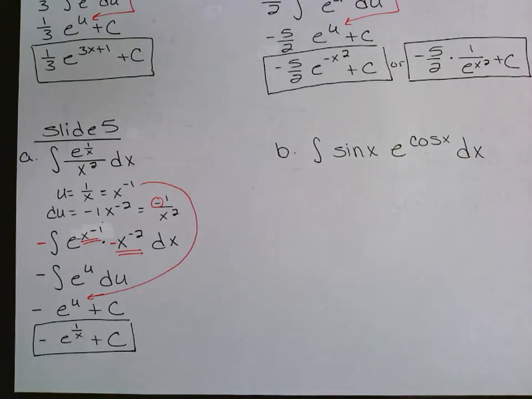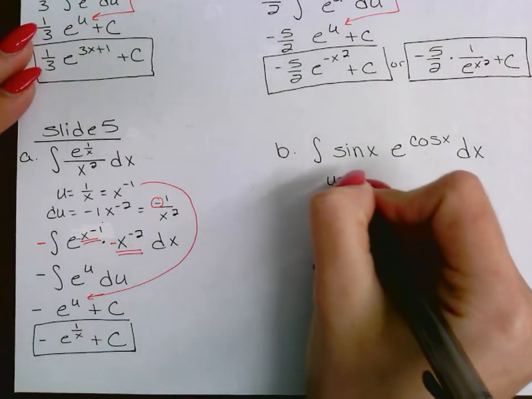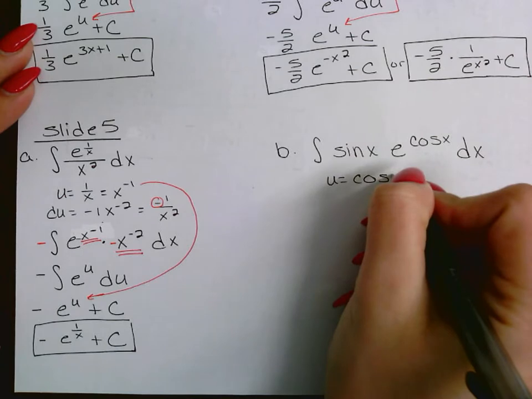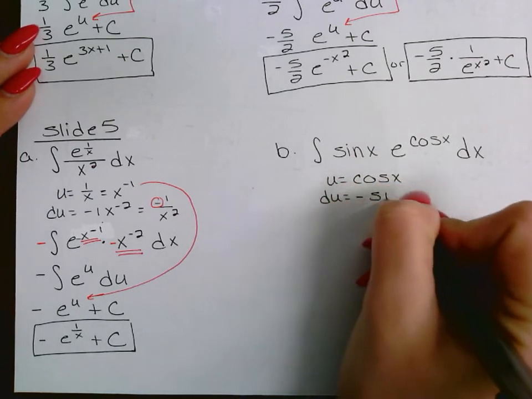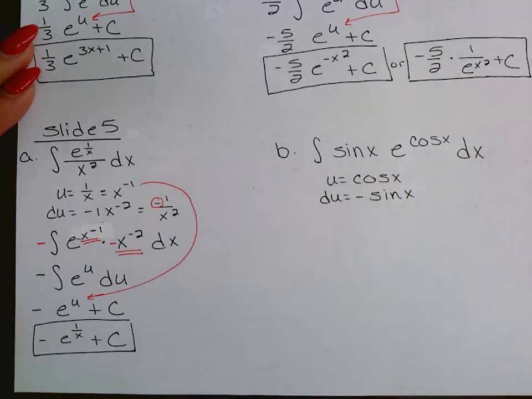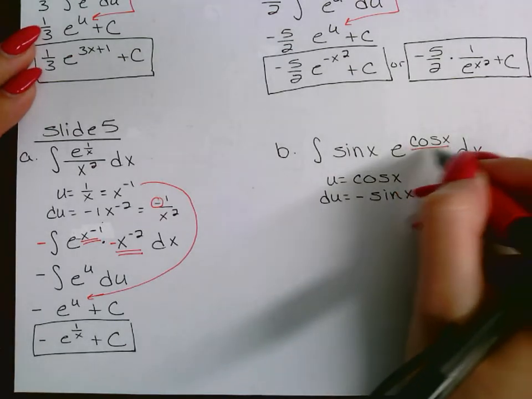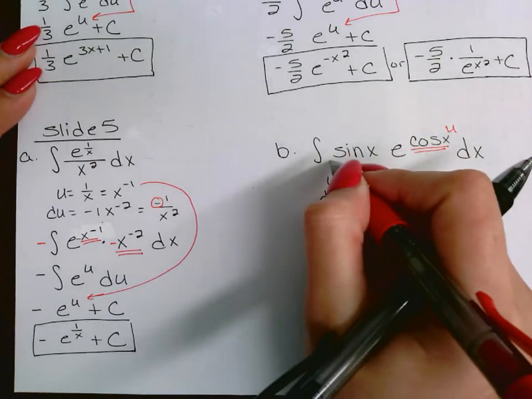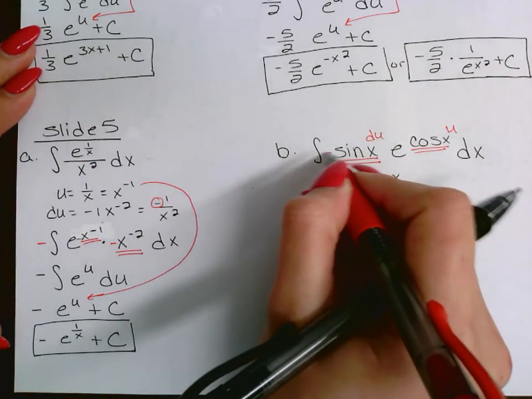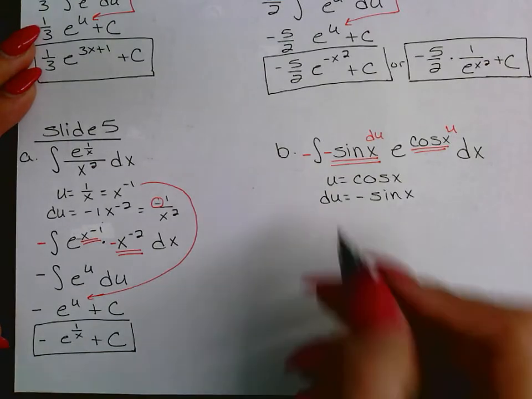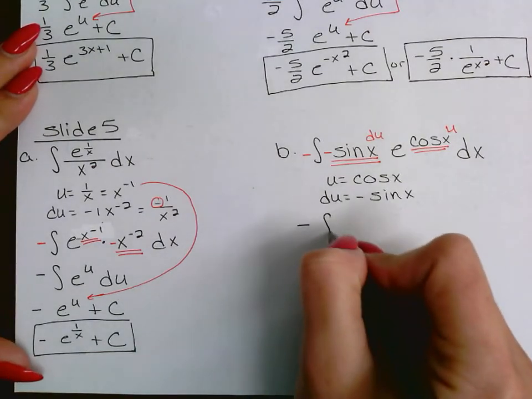All right, next question. Who is my u? Nice. U is cosine of x. What is the derivative? Nice. You didn't miss the negative. So here's my u. And here, do I have a problem? Nice. So my rewrite, I bring down that negative integral.